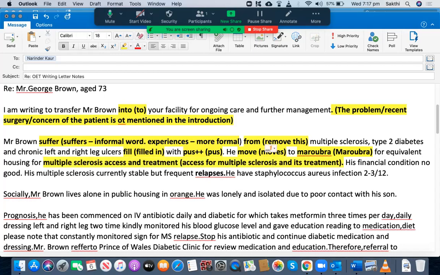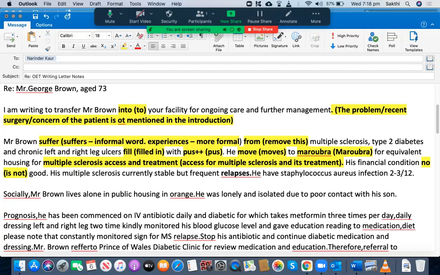His financial condition no good. That's wrong. This is no good. Okay, his financial condition is not good. Is not good. So she should have mentioned "is not good", not "no good". All right, that's the correct way of writing down this particular sentence. All right, let's go to the next one.